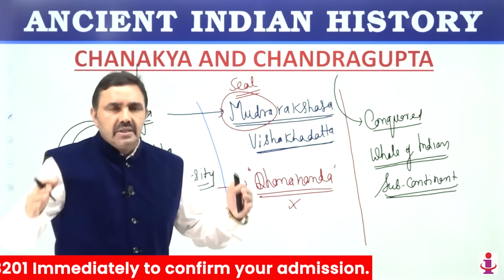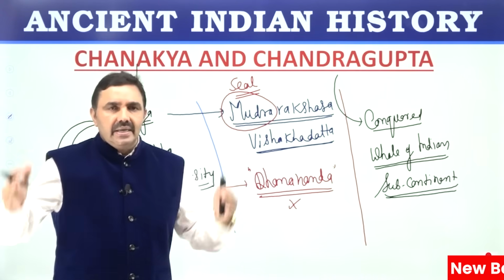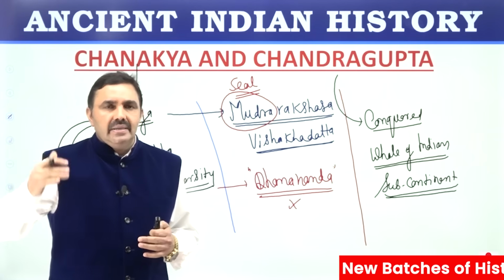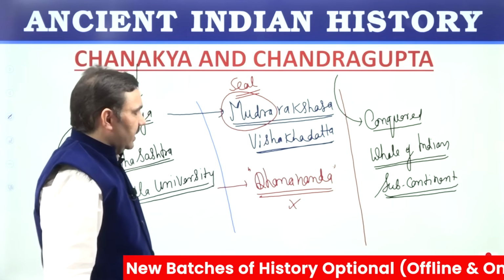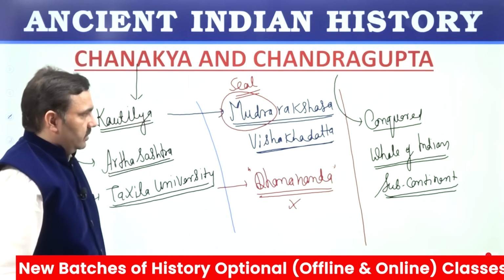Never thereafter could such an extensive empire be re-established. No other empire in entire Indian history after the Mauryan age was so big. So Chandragupta Maurya was a great ruler. He was a great conqueror.